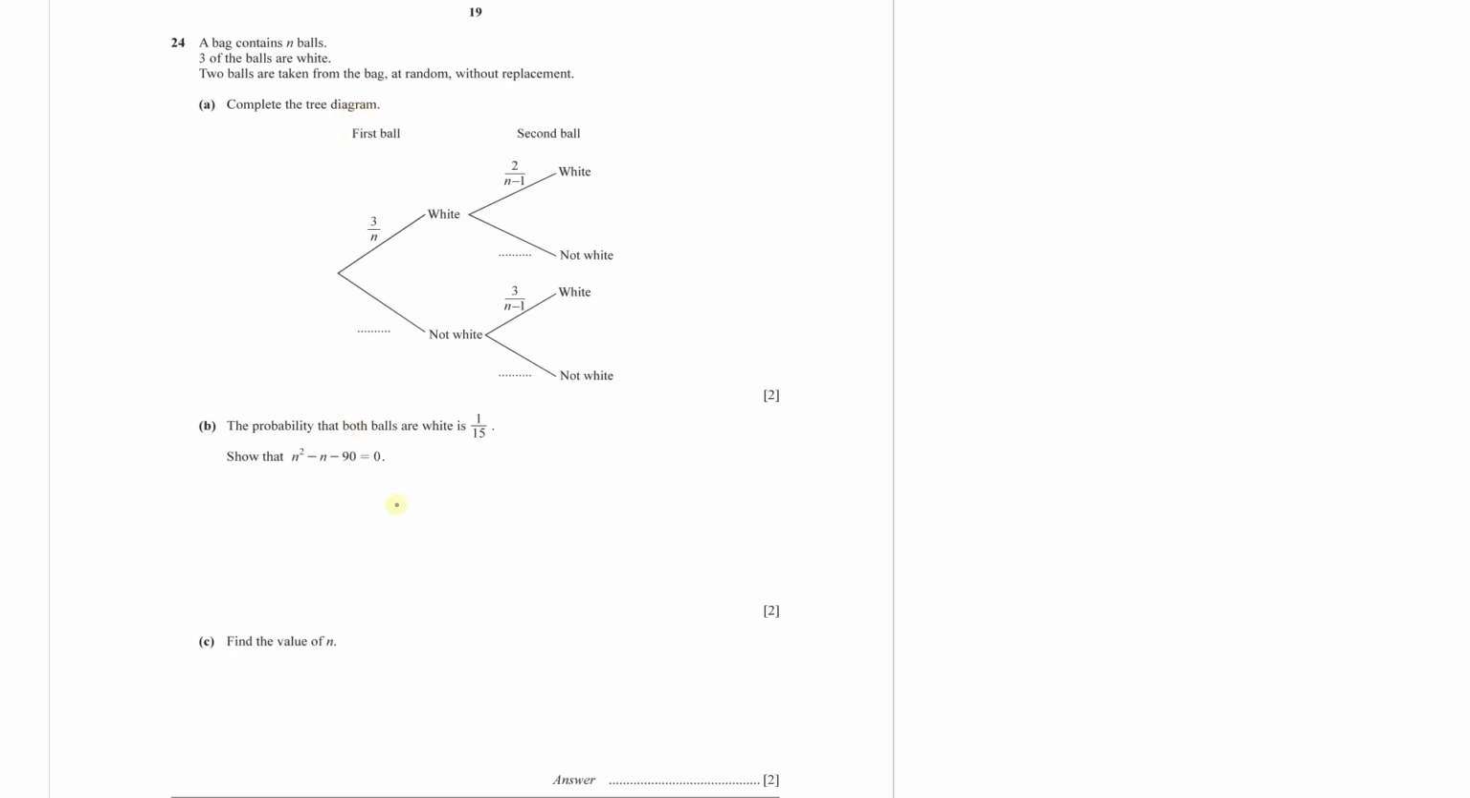So there are n balls you're given here, and then 3 of the balls are white. So that means the probability of getting white the first time is 3 by n. So what is the probability of getting not white? If there are n total balls, 3 are white, then how many are non-white? N minus 3, right? The rest of them are non-white. So what would be the probability of getting a not white ball? N minus 3 are not white out of the total, which is n.